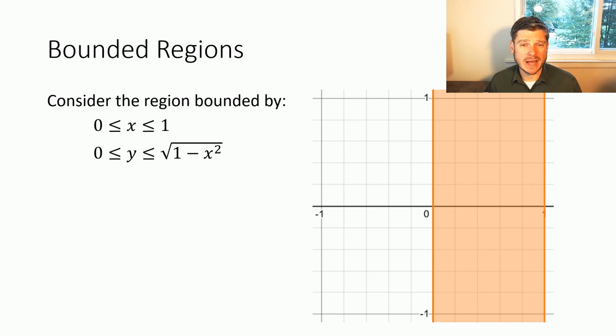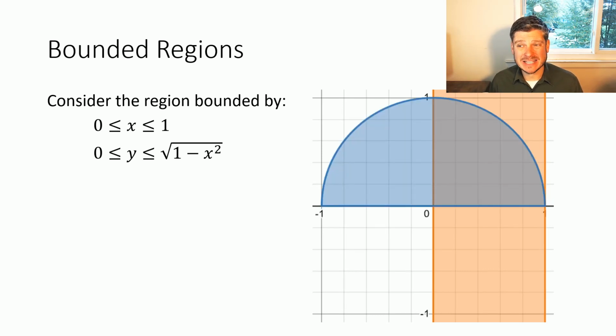Now, to bound y, 0 is pretty easy. I know that that's just my axis. When y equals 0, that's my x-axis. And then for my other function, if we don't know it, you could just graph it and use technology, or hopefully we recognize that that is half of our equation of the unit circle. Y equals the square root of 1 minus x squared is half of a unit circle.